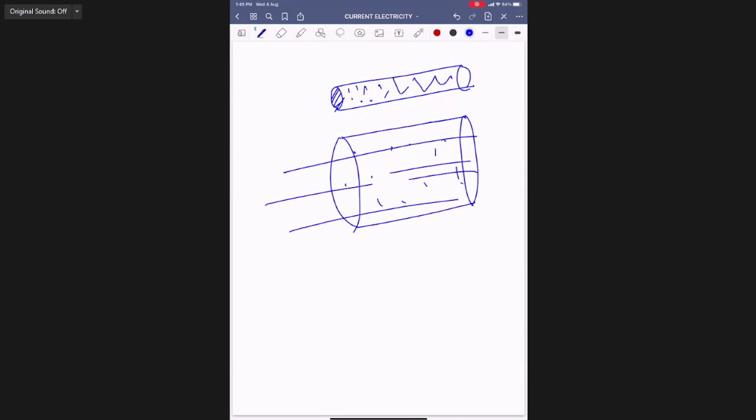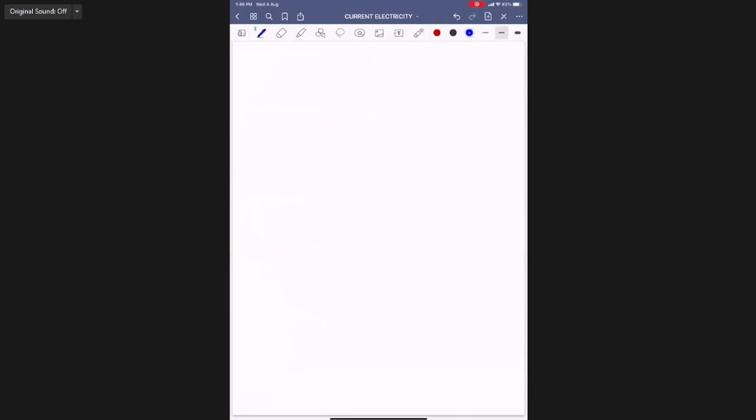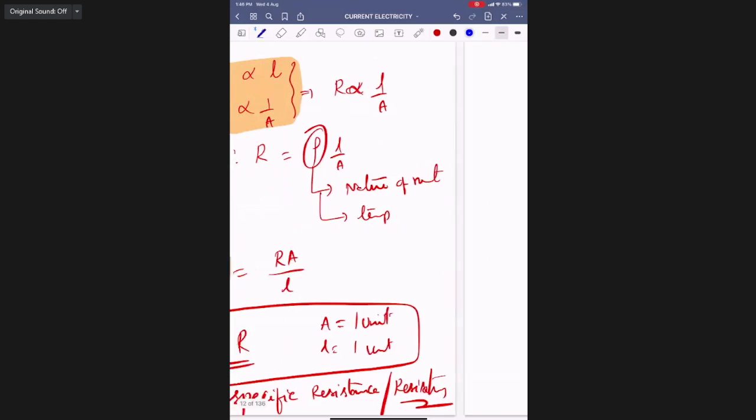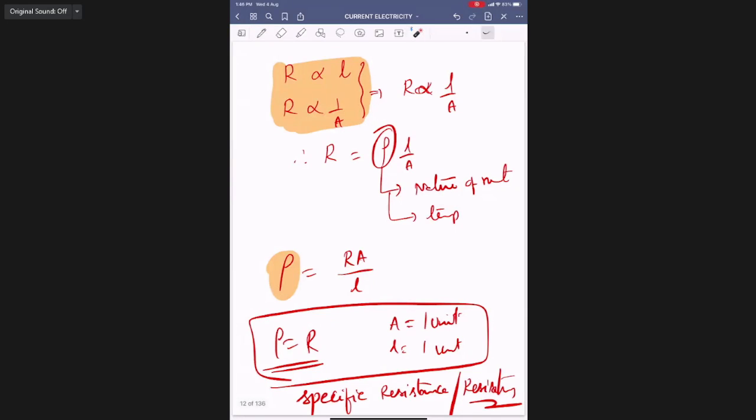Got it? Then here the number of people available to participate, like here the population density is more, here the population density is how much? Yes, least. Then it is easy for the electron to flow here compared to this. That means the more the area of cross section, the less the possibility of collisions with the people. That's why the more the area of cross section, the less the opposition.